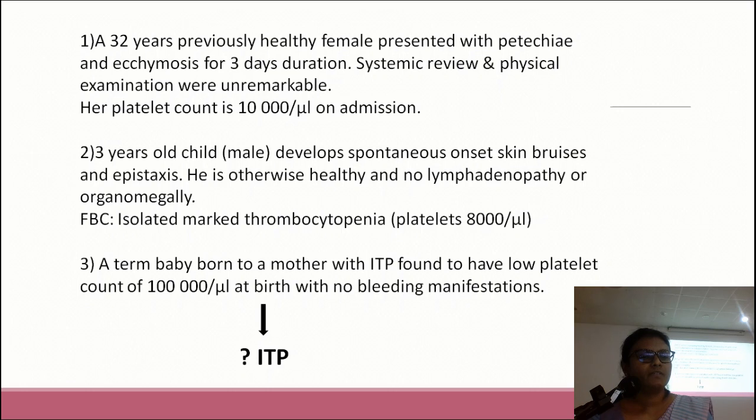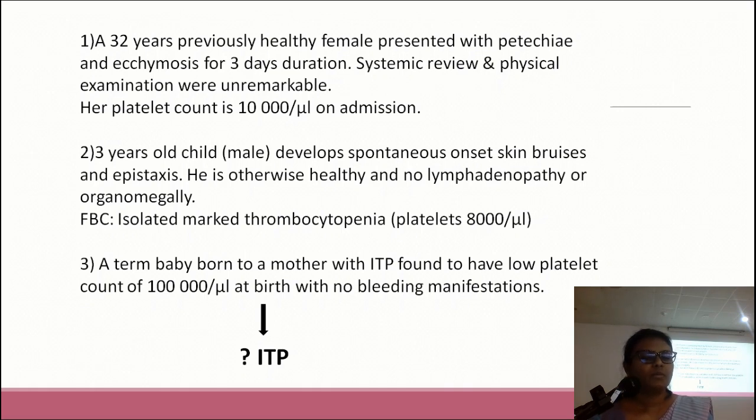The other one, a 3-year-old child, developed spontaneous onset skin bruises and epistaxis. He is otherwise healthy with no lymphadenopathy or organomegaly. Again, a full blood count showed marked isolated thrombocytopenia, platelet count 8,000.